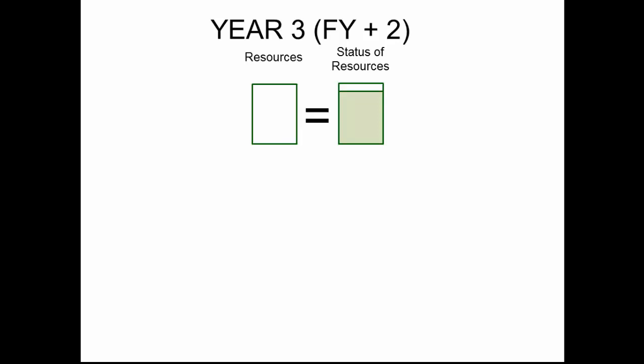Note that their total resources don't change. Merely the status of the resources has changed. That is, the white got bigger because the green portion got smaller. Since the account has expired, this unobligated balance cannot be used for any new obligations. It can be used, however, to adjust any obligations made in year 1 that were underestimated, for example. More on this later.